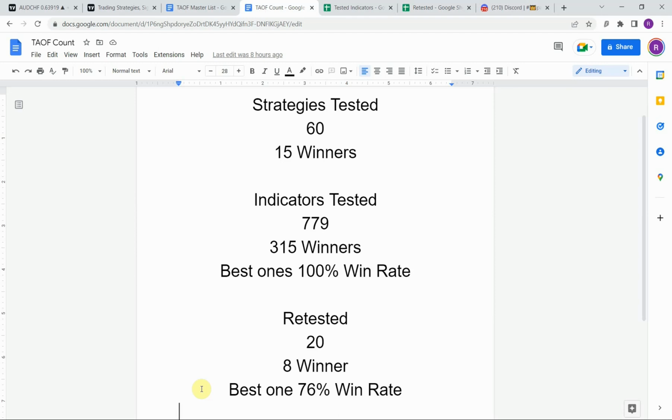We've also retested in the advanced testing 20 of the winning indicators. 8 of them have been able to maintain the winning status. The best one, a 76% win rate. Now, keep in mind that we test most of the strategies and indicators on the Forex and crypto market, but they can be applied to just about any market and time frame universally.